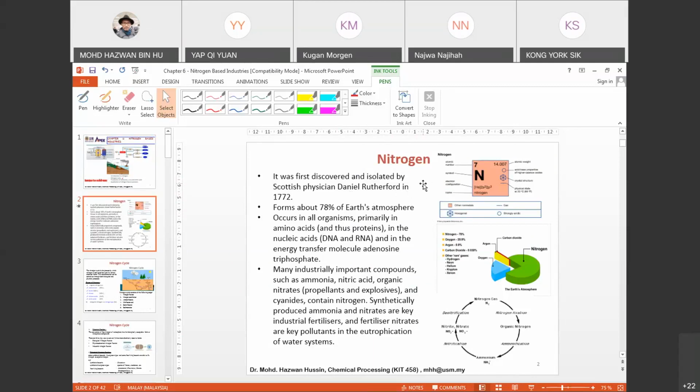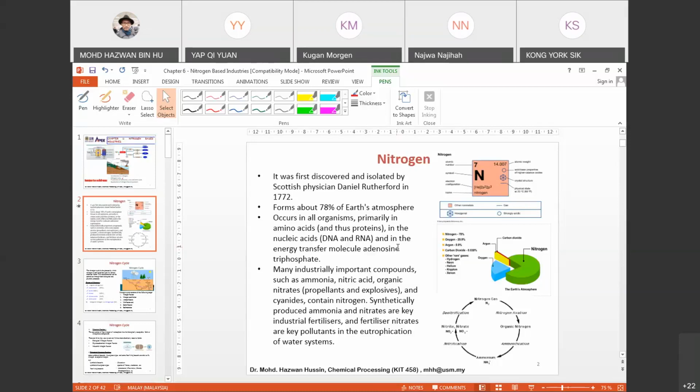It occurs in all organisms, primarily in amino acids, in proteins, and in nucleic acids, DNA and RNA. You have all the nitrogen-containing amino acids, and the energy transfer molecule ATP, adenosine triphosphate. Many industrially important compounds such as ammonia, nitric acid, organic nitrates used for propellants and explosives, and cyanides contain nitrogen.